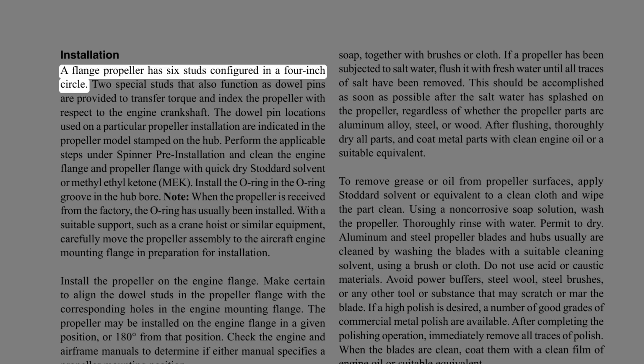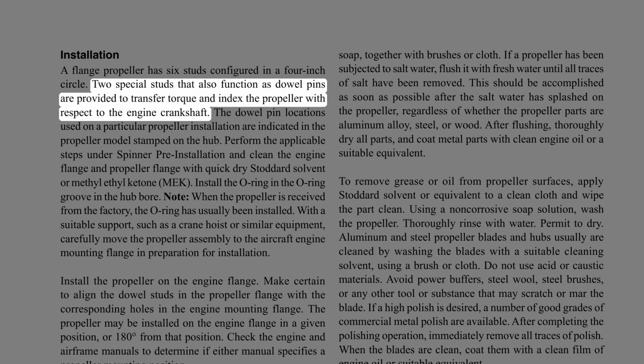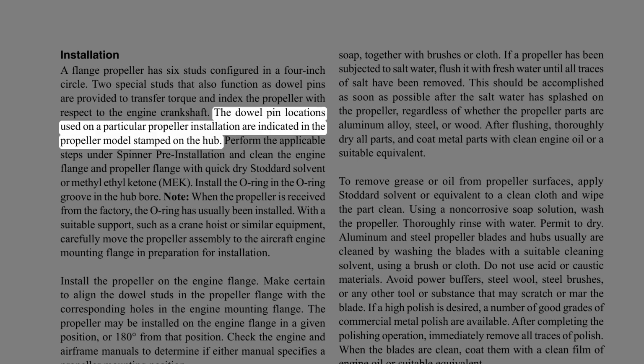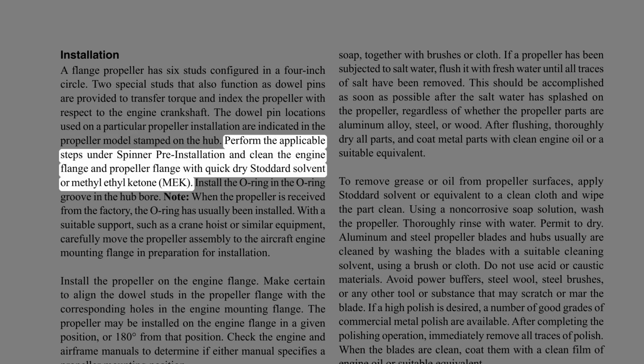Installation: a flange propeller has 6 studs configured in a 4-inch circle. 2 special studs that also function as dowel pins are provided to transfer torque and index the propeller with respect to the engine crankshaft. The dowel pin locations used on a particular propeller installation are indicated in the propeller model stamped on the hub. Perform the applicable steps under spinner pre-installation and clean the engine flange and propeller flange with quick dry Stoddard solvent or methyl ethyl ketone, MEK.